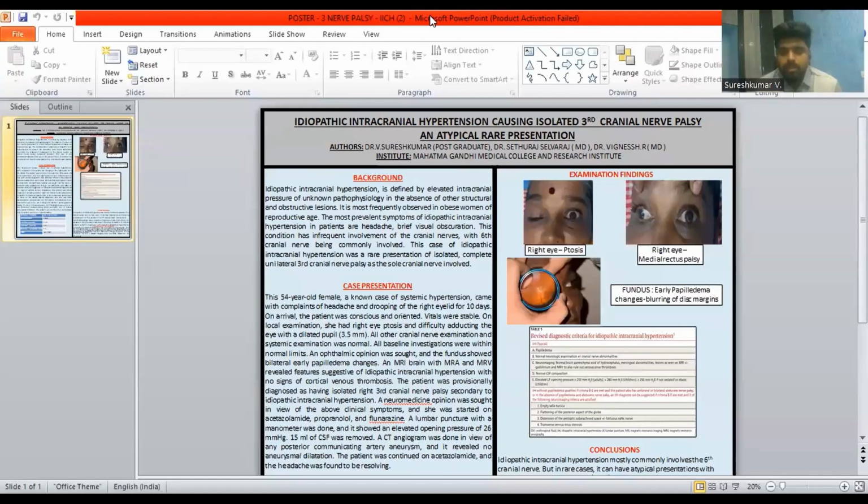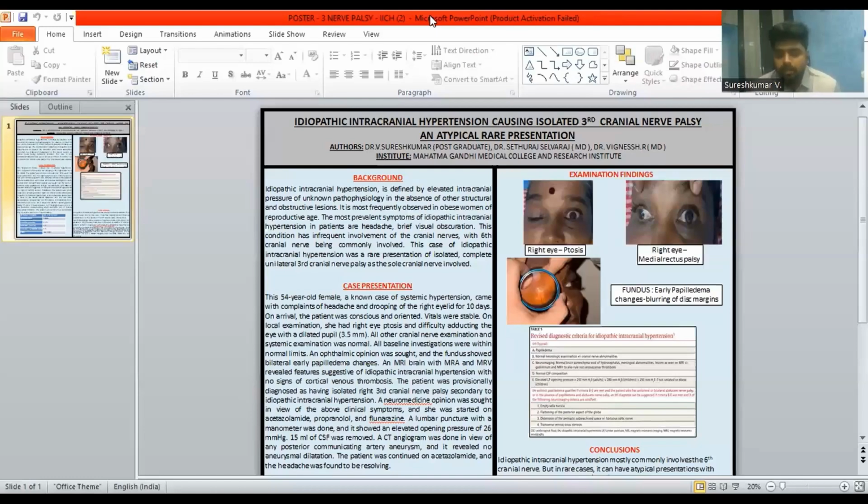And the patient was continued with acetazolamide, and the headache was found to be on a resolving trend, and the patient was discharged and advised to follow up. And this is the examination finding. Right eye showed ptosis, and the right eye showed a medial rectus muscle palsy, and fundus showed early papilledema changes with blurring of disc margin.